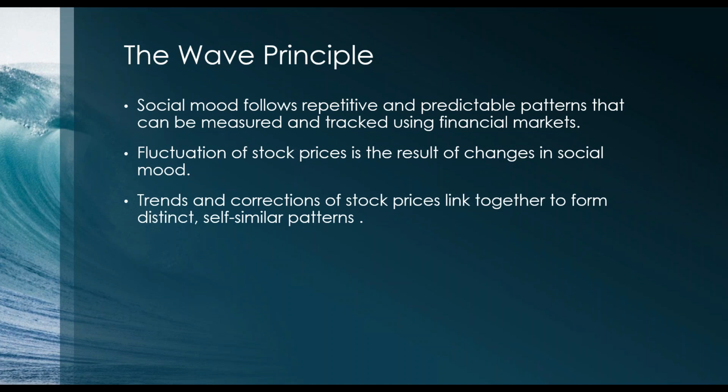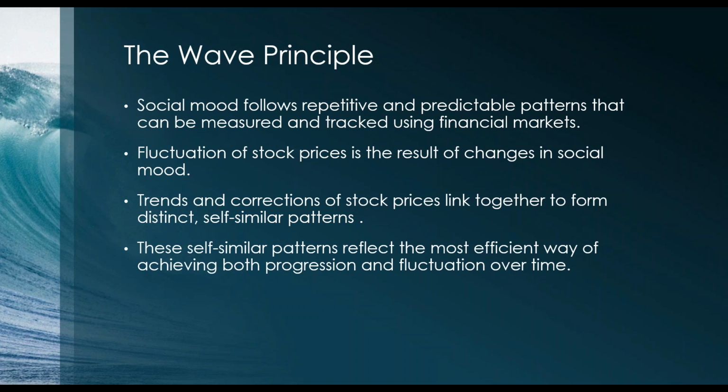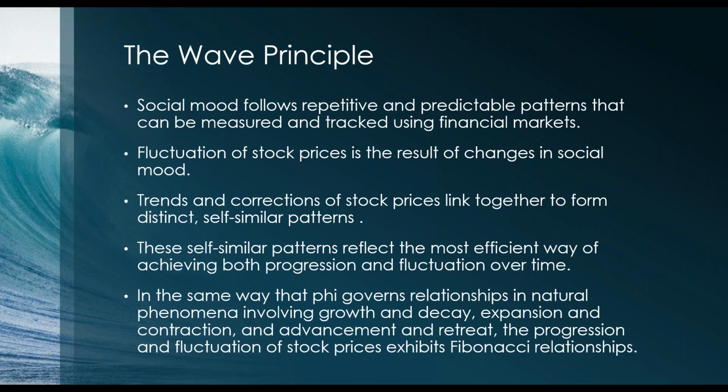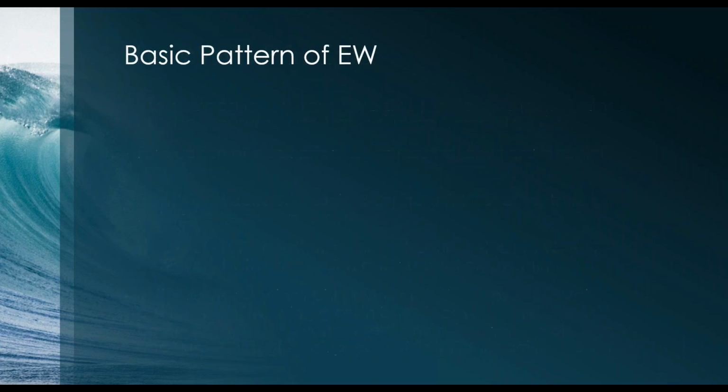Trends and corrections of stock prices link together to form distinct self-similar patterns. These self-similar patterns reflect the most efficient way of achieving both progression and fluctuation over time. In the same way that phi governs relationships and natural phenomena involving growth and decay, expansion and contraction, and advancement and retreat, progression and fluctuation of stock prices exhibits Fibonacci relationships.